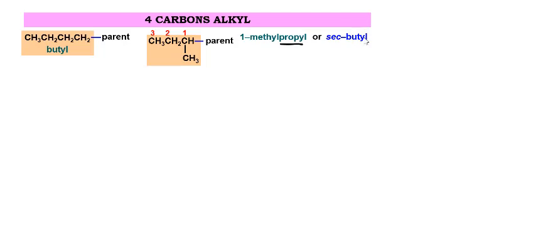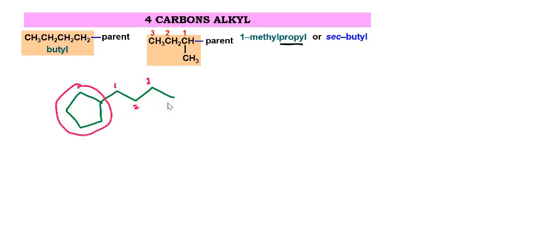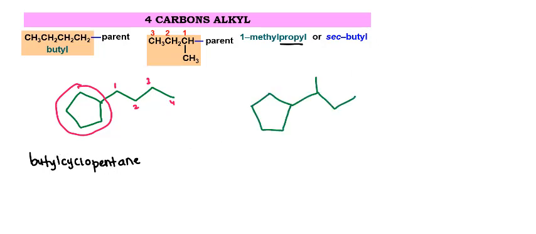Ataupun you boleh panggil je terus dia sec-butyl. Sec ni adalah secondary. Okay, butyl ni sebab dia ada 4 carbon. 1, 2, 3, 4. And then the parent attached to the secondary carbon. So sebab tu nama dia sec-butyl. So for example, okay, this one will become our parent. And then this is the first carbon, second, third, fourth. So if you have a substituent like this attached to your parent, okay, so ini kita panggil sebagai butyl lah. Okay, the IUPAC name will be butyl cyclopentane.